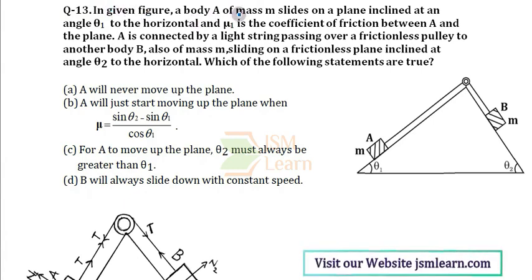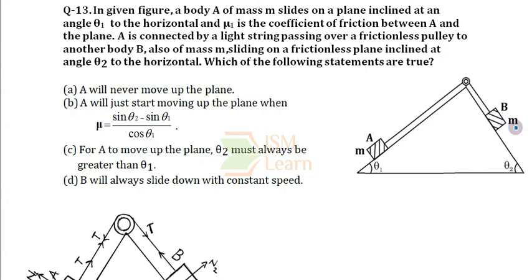In the question, they have given that block A having mass m and block B having the same mass m are moving on inclined planes of inclinations theta 1 and theta 2 respectively. They say that the coefficient of friction between block A and the plane is mu 1, whereas the inclined plane on which block B is moving is frictionless, meaning there is no frictional force acting on block B.